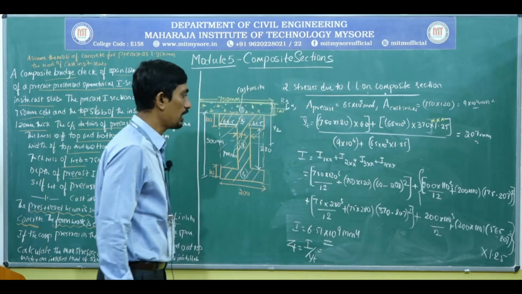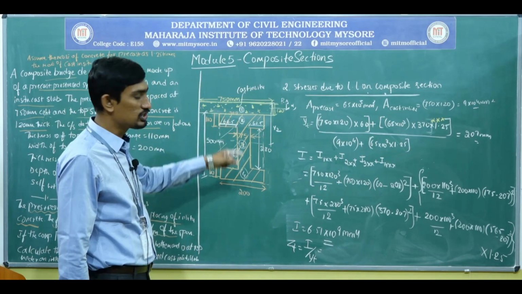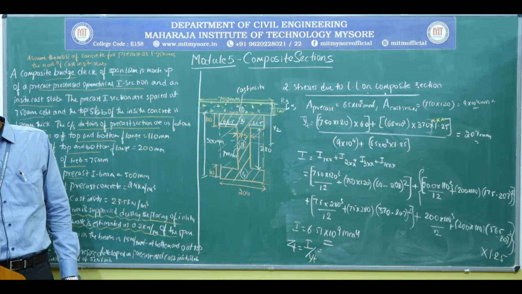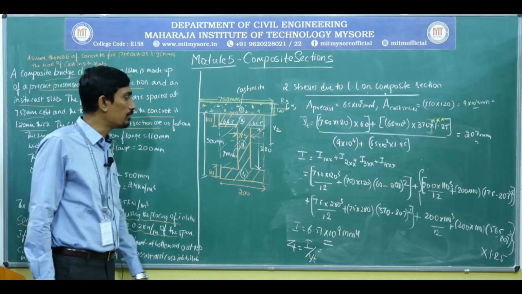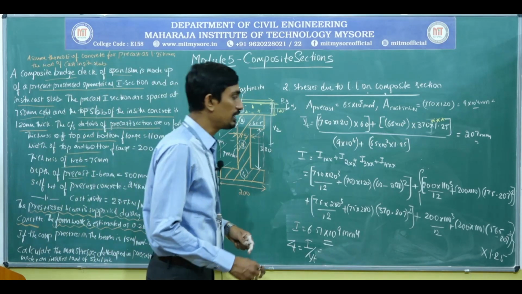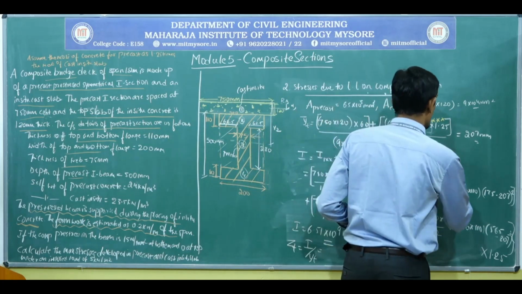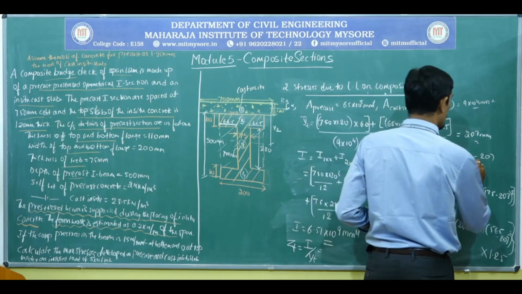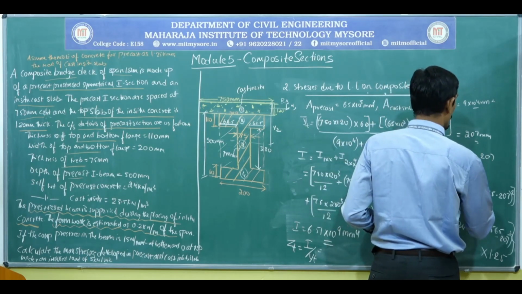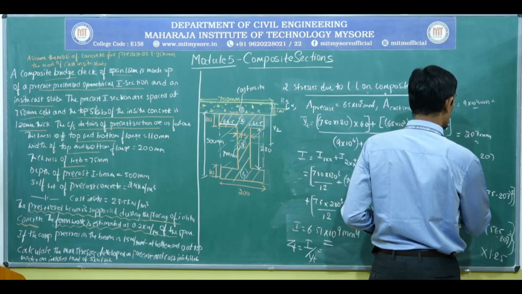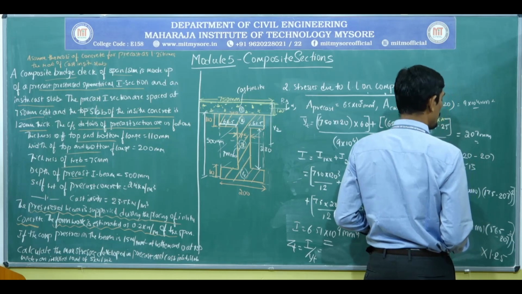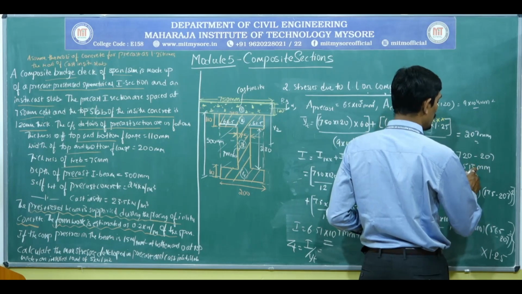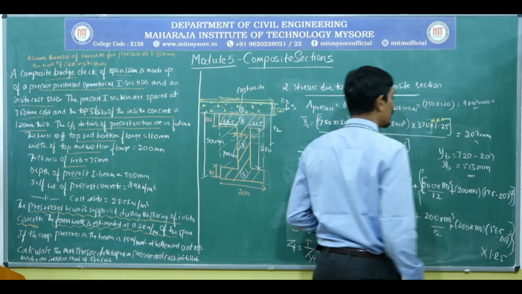So once again, Y top and Y bottom will change, since you are calculating for a composite section. Y top is 207. So if you want Y bottom, it is 720 minus 207. So this will be your Y bottom, that is 513 mm. I hope it is correct. Yes, Y bottom will be 513 mm.